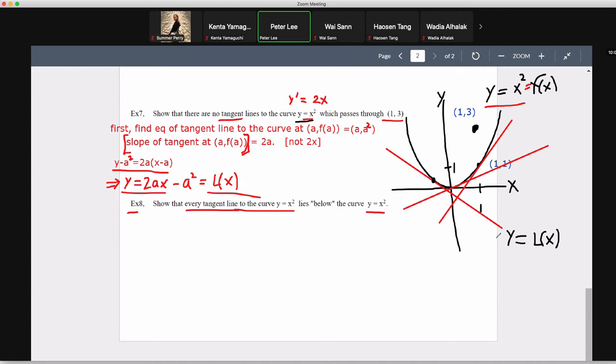This tangent line actually depends on A. So I can call this L sub A of x, since every tangent line depends on A, or just simply L of x is okay. In this case, what I'm saying is this point right here is A. So in this case, what is it that we have to show?